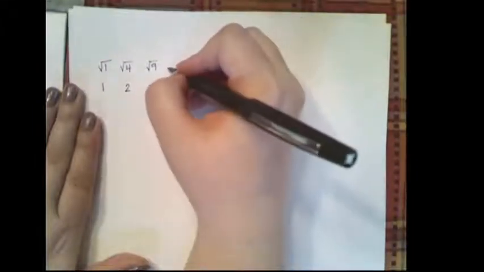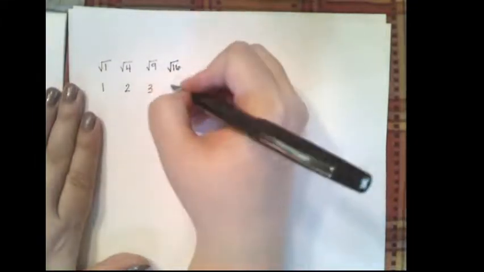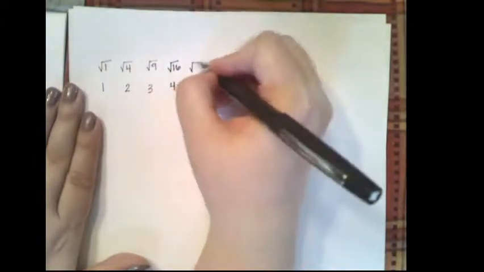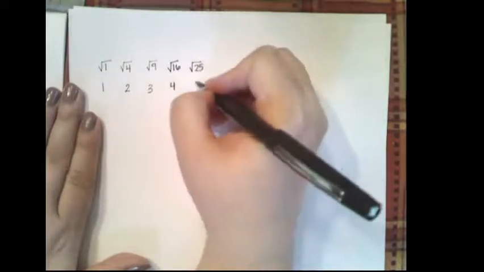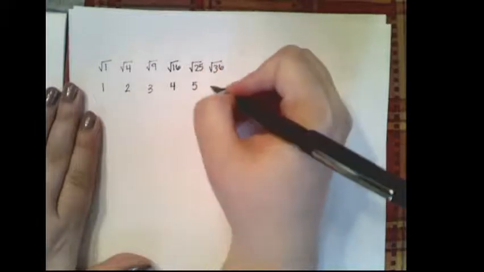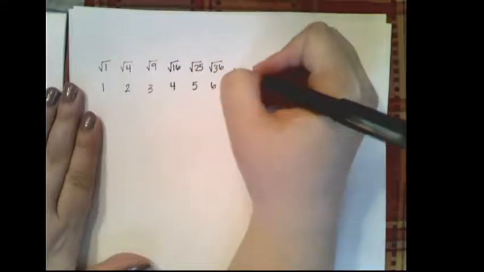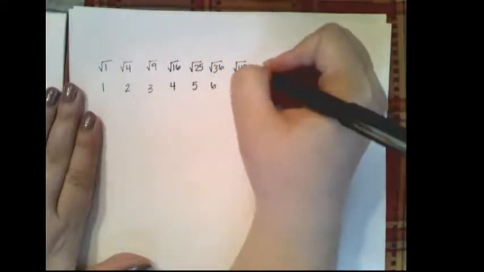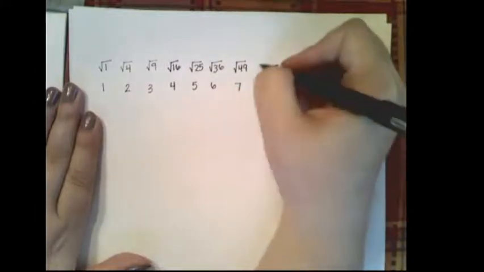The square root of 1 is 1. The square root of 4 is 2. The square root of 9 is 3. The square root of 16 is 4. The square root of 25 is 5. The square root of 36 is 6. The square root of 49 is 7.